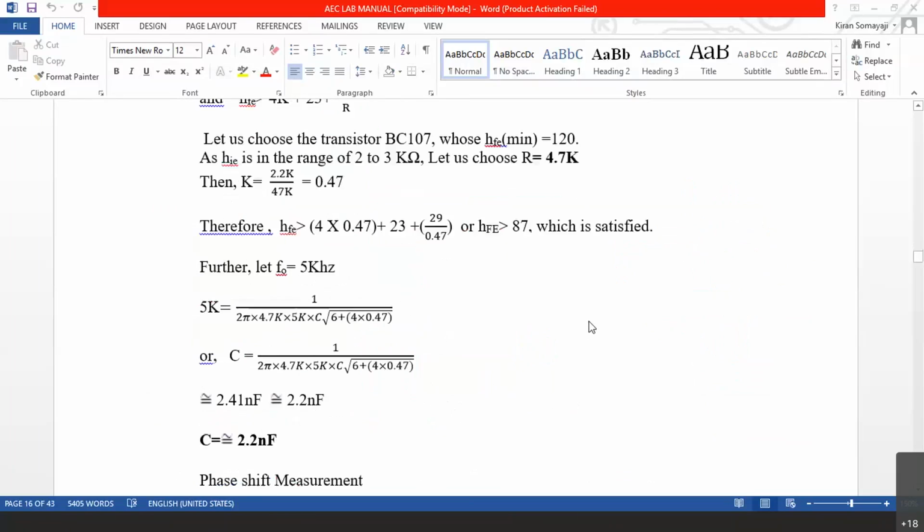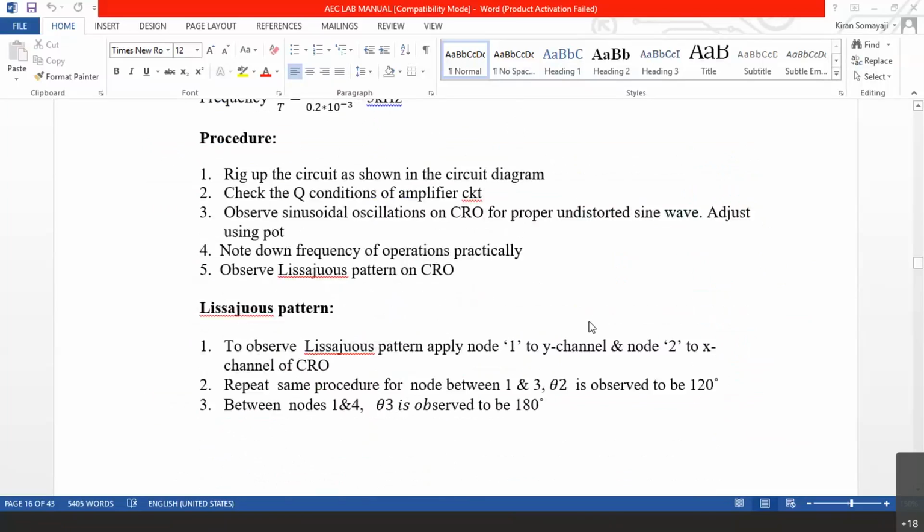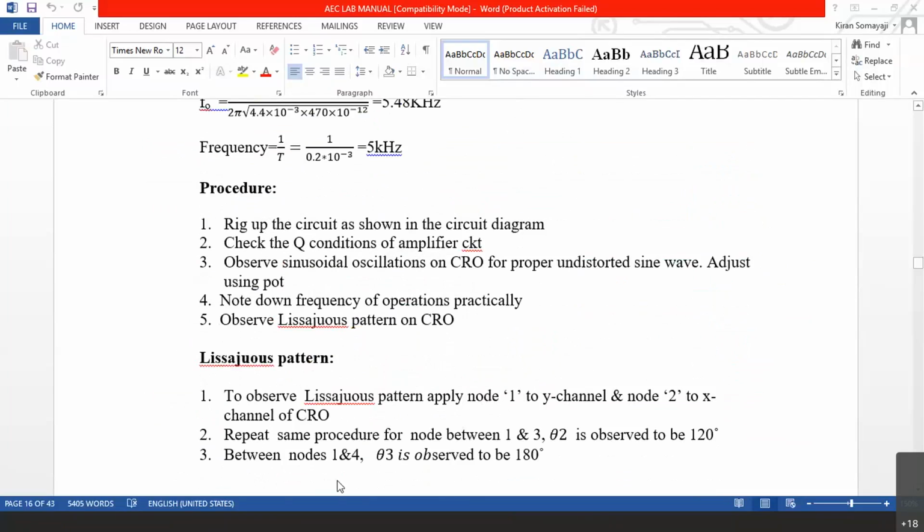There ends our experiment for today. That's all. Once you get the Lissajous pattern, between nodes 1 and 4, anyhow, it is going to be 180 degree only. You will not be able to observe it as such. But if it doesn't become 180 degree, oscillator will never work. So theta 2 is to be observed to be 120 degrees. Somewhere nearer to 120 degree, you will get the value.